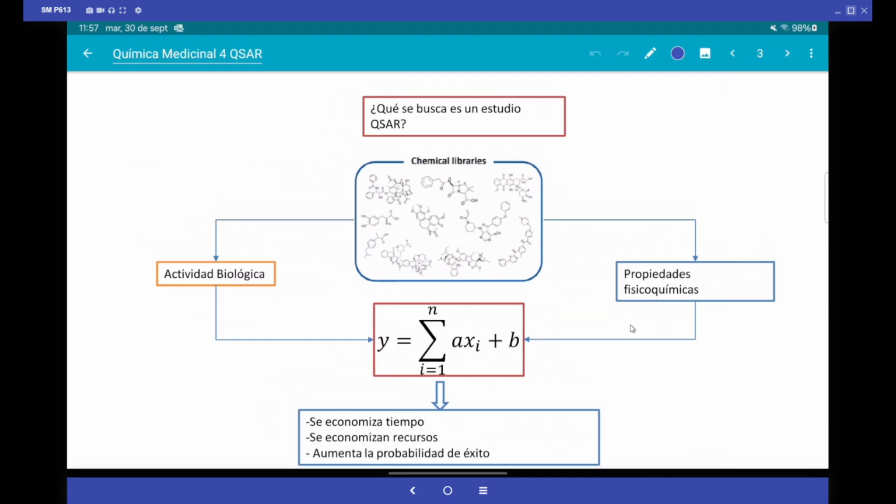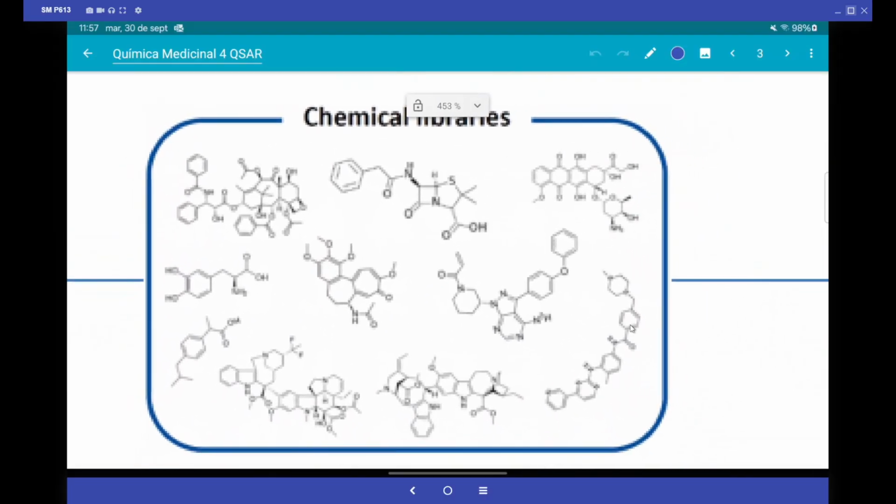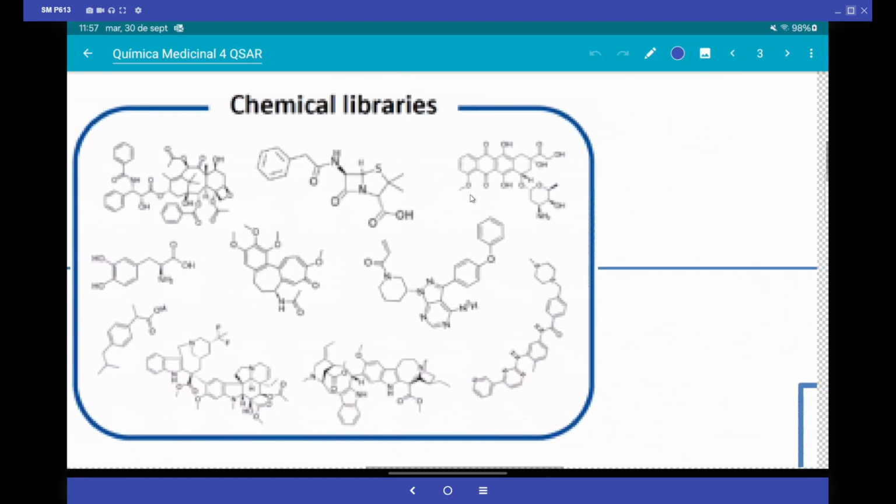QSAR study from a molecule library. That is, we have many molecules, a large series. How many molecules? The greater the number of molecules, the better.